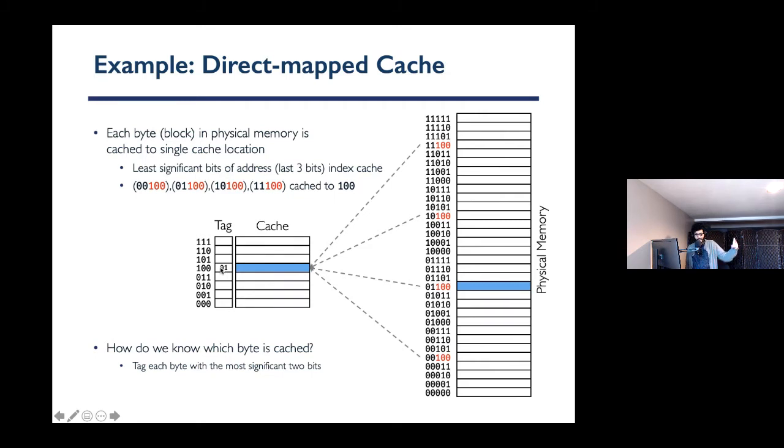So every time I get an address, I only look at the first 2 bits, and I try to find them in my tag. And I actually know which location I should look. I don't need to look at all my tags. I only go to this particular address, 100, and then I just search the tag. And if the tag matches the last 2 bits, that's a hit. If it doesn't, it's a miss.